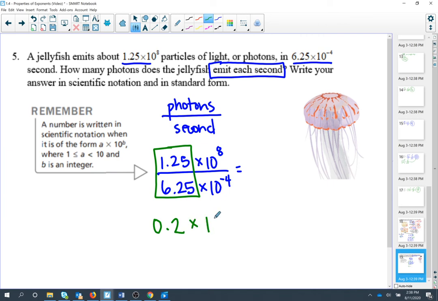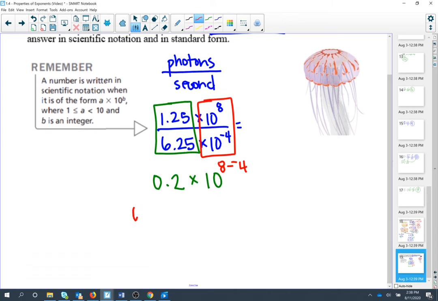Which is going to give us 0.2 times 10, and then we have to figure out this. So this goes back to one of our exponent properties, where if we have the same base, we have to subtract the exponents. So we're going to have 8 minus negative 4. Well, what is 8 minus negative 4? That's 12. So now we've got 0.2 times 10 to the 12 photons per second.